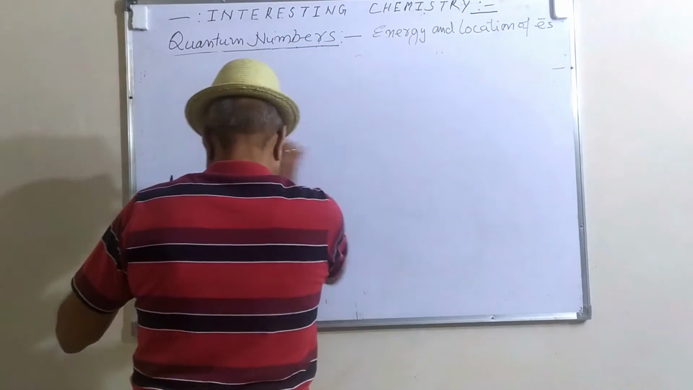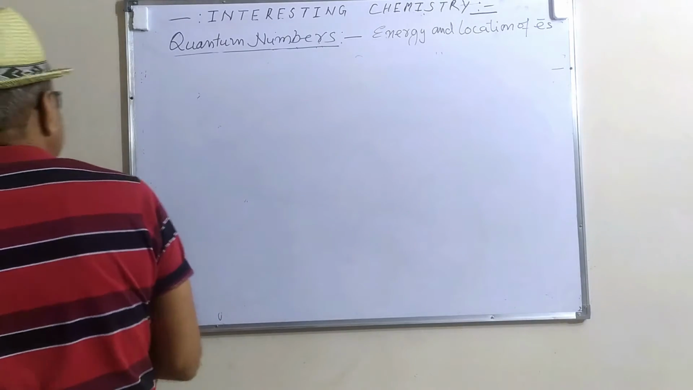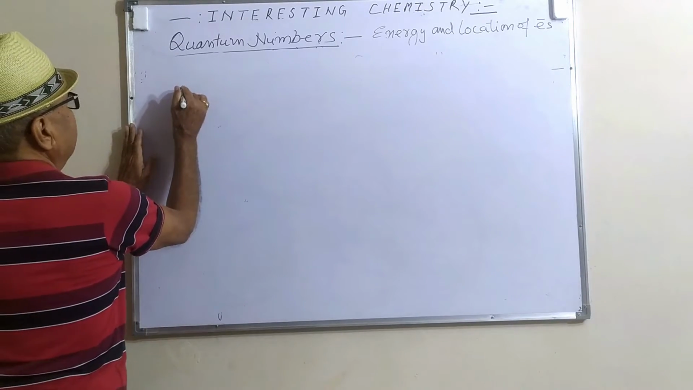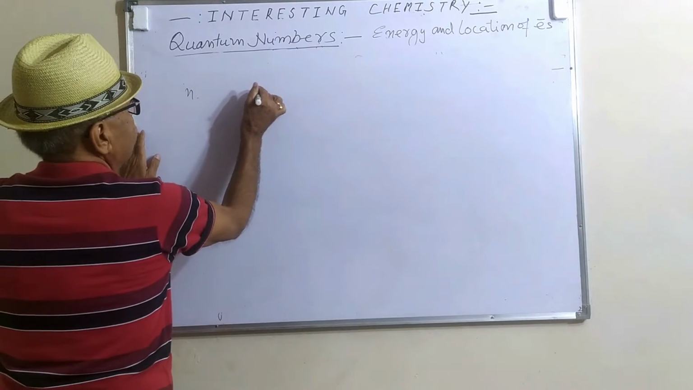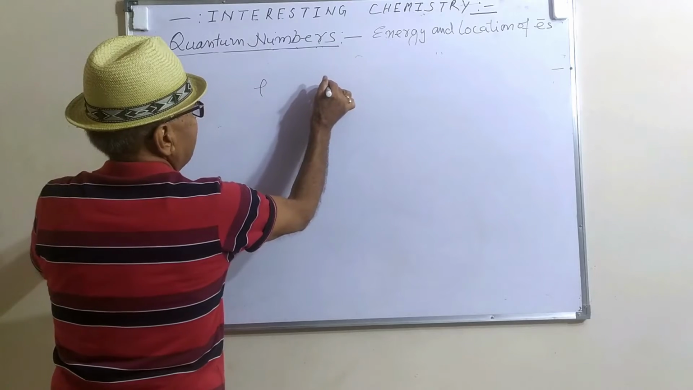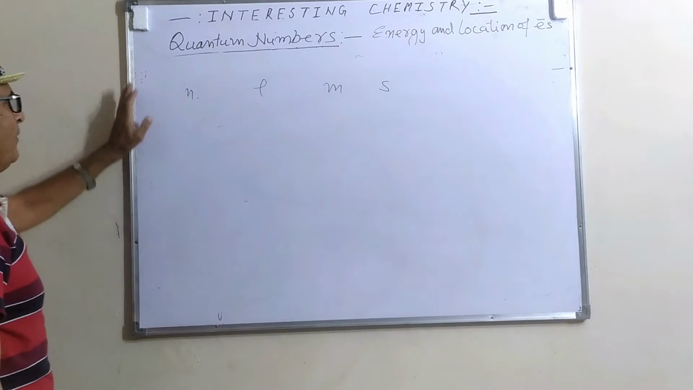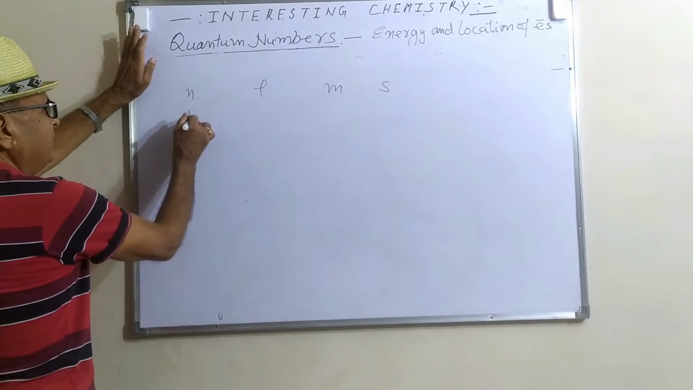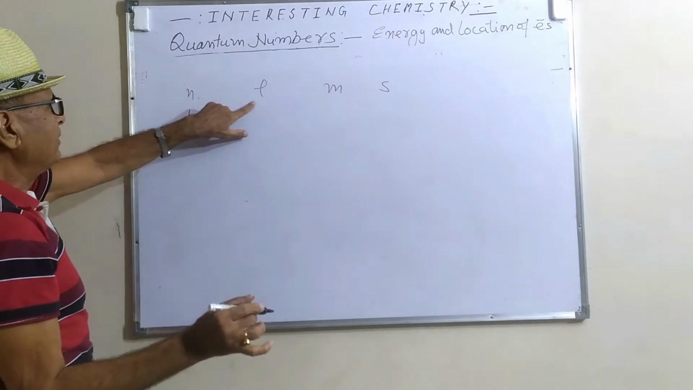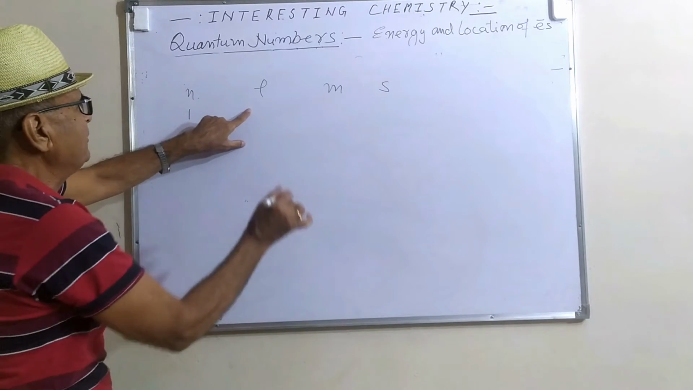So here again I am telling you that this is n, this is l, this is m, and this is s. So I will give you: suppose that we have taken the value of quantum number n as 1, then l will be 0.